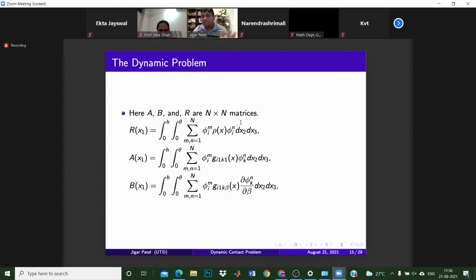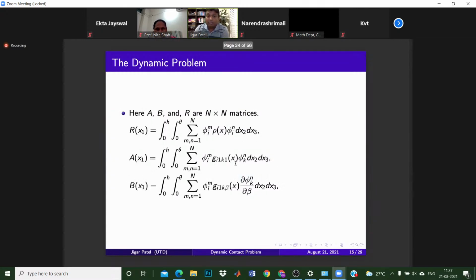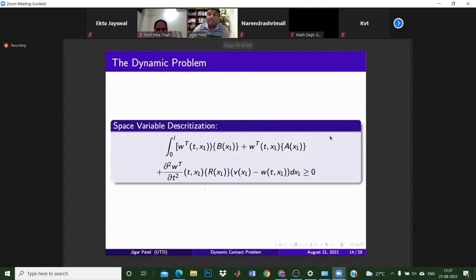So this is really computationally possible, right? Because we are the ones who decide what the phi functions are. So these interpolation functions are known, or the finite element scheme is known. So these integrals are easily computable, all right? Now the time variable discretization: we already did the space variable discretization.